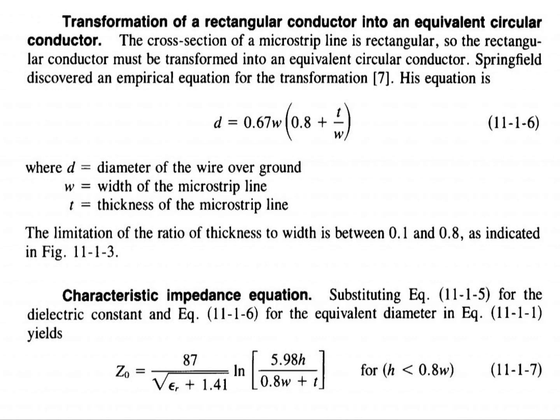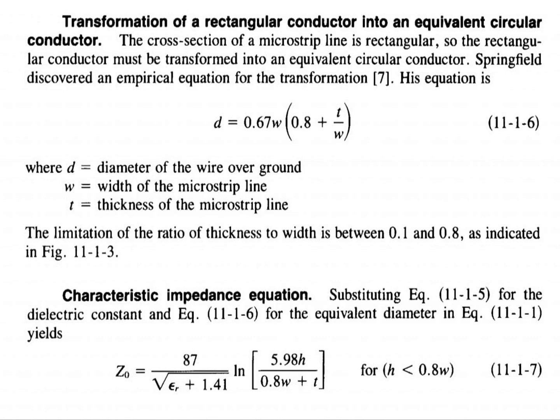Transformation of a rectangular conductor into an equivalent circular conductor. The cross section of a microstrip line is rectangular, so the rectangular conductor must be transformed into an equivalent circular conductor. Springfield discovered an empirical equation for the transformation. His equation is D = 0.67 W (0.8 + T/W), where D is the diameter of the wire over ground, W is the width of the microstrip line, and T is the thickness of the microstrip line. The limitation of the ratio of thickness to width is between 0.1 and 0.8.